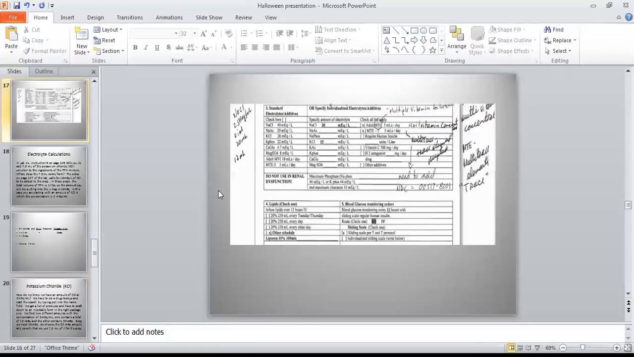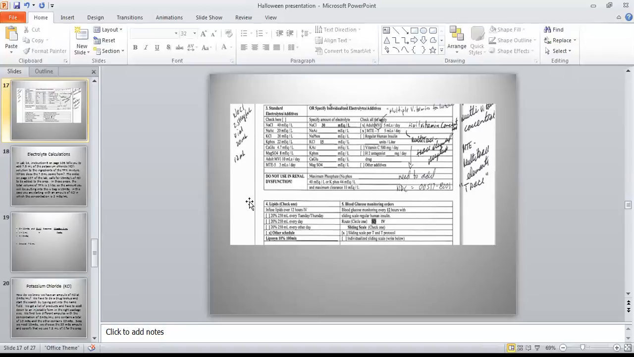Then we start putting in electrolytes and vitamins and trace elements. And lastly, we put in lipids. Lipids always go in last. TPN consists of all of these things: carbohydrate, amino acids, lipids, vitamins, minerals, and trace elements.